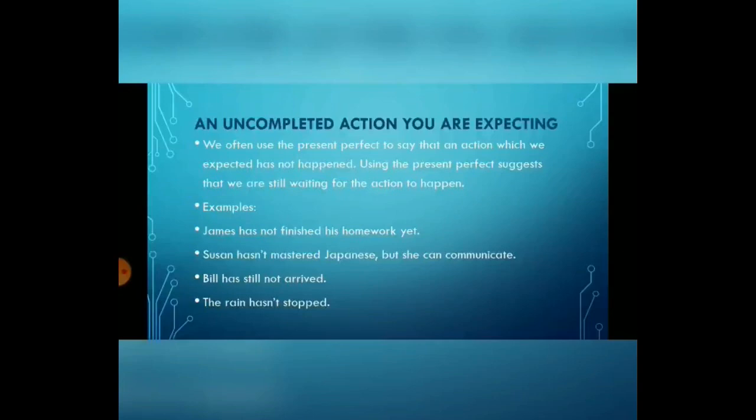Next point, its fourth point, an uncompleted action you are expecting. We often use the present perfect to say that an action which we expected has not happened. Using the present perfect suggests that we are still waiting for the action to happen. Example: James has not finished his homework yet. Susan has not mastered Japanese, but she can communicate. Bill has still not arrived. The rain has not stopped.